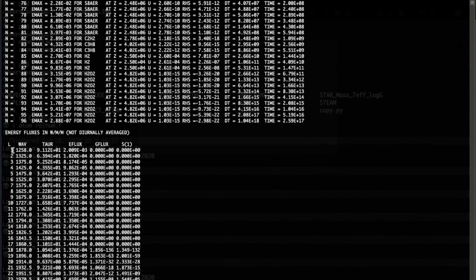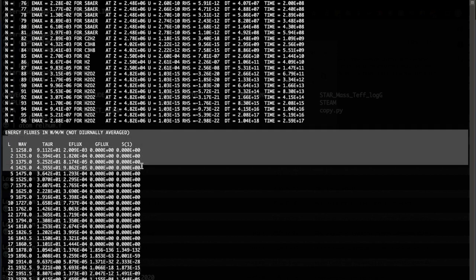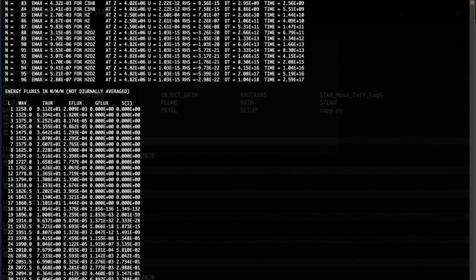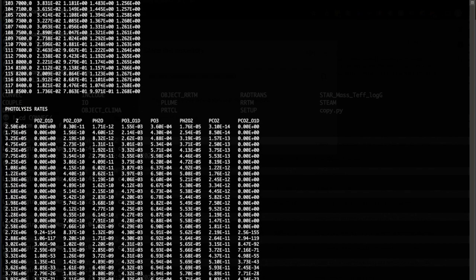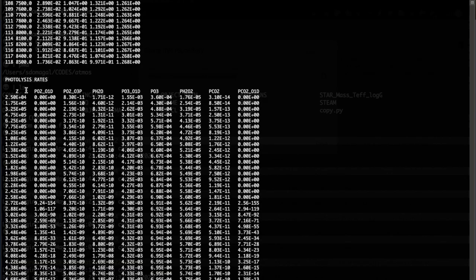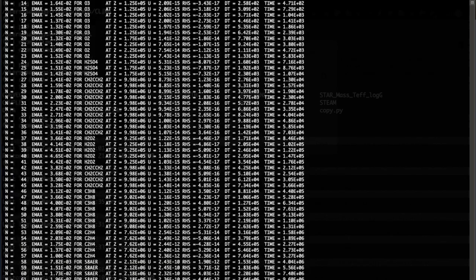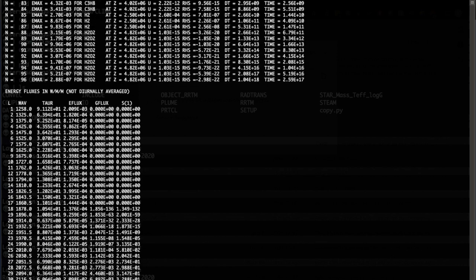Then it shows you the energy fluxes in watts per meter squared coming in to the top of the atmosphere and reaching the bottom of the atmosphere as a function of wavelength. It can be important for model diagnostics if something funky is happening. And by the way, this is now the end of the time stepper. So now the code has converged.